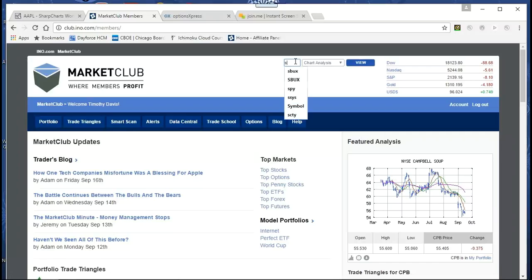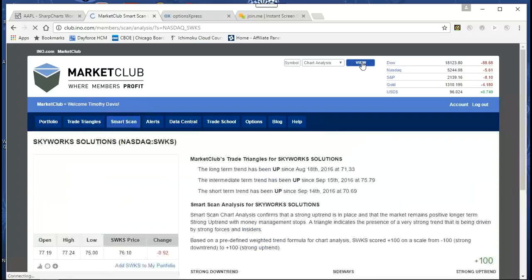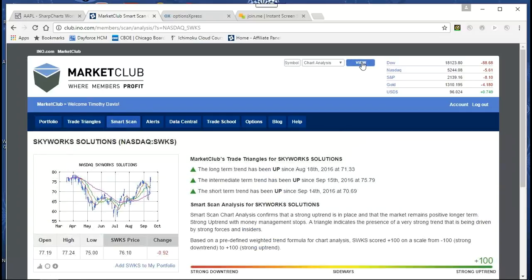I'm going to look at SWKS. Click on view. It says chart analysis. That's what I normally keep it on, because that's what I want to check out. And you click on view. And voila, your chart pops up. So you can put any symbol in here you want, and you can actually see what the signals are saying.